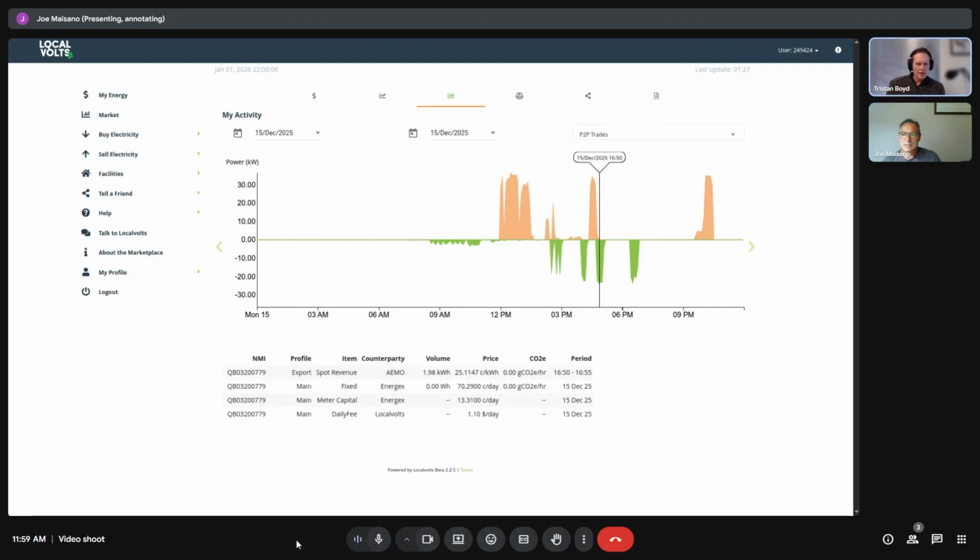Can you tell us a bit about this system and how they've achieved that? So what are we looking at? We've got a battery, obviously.